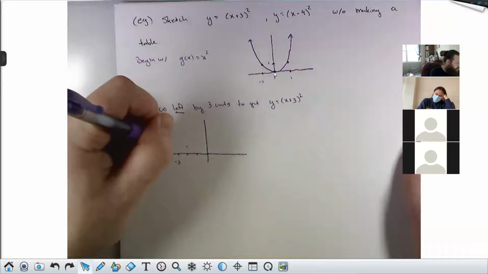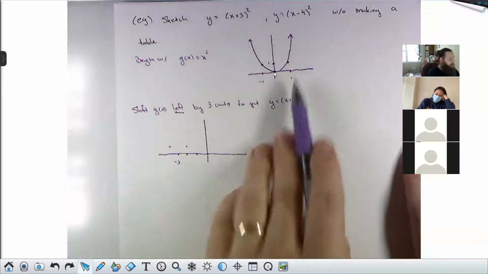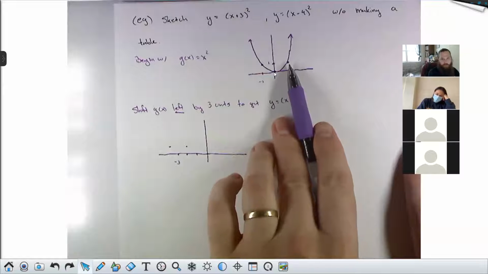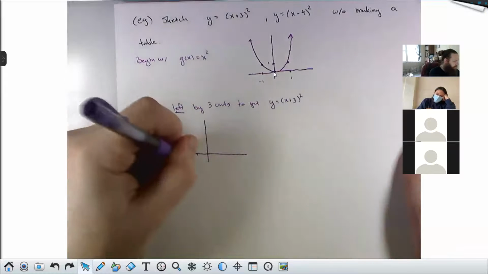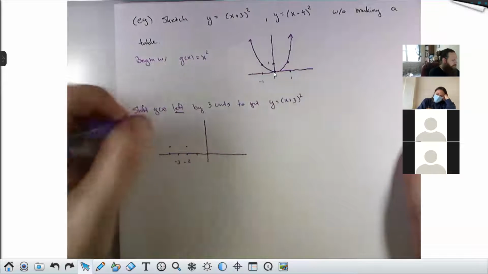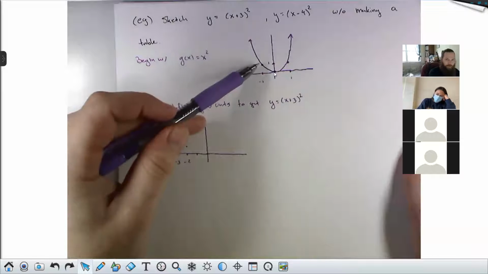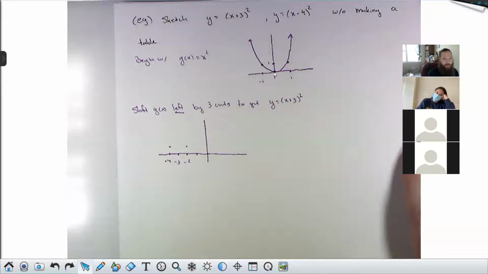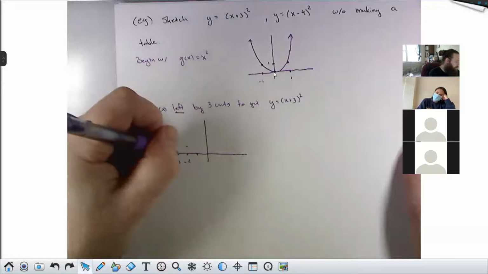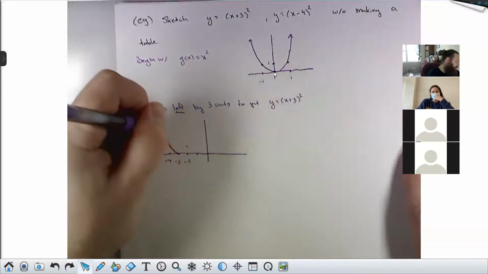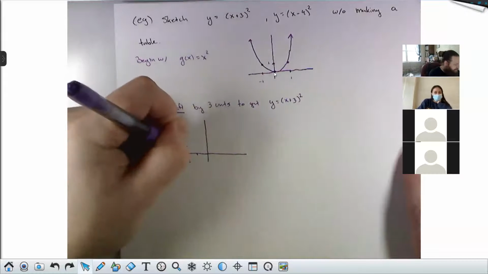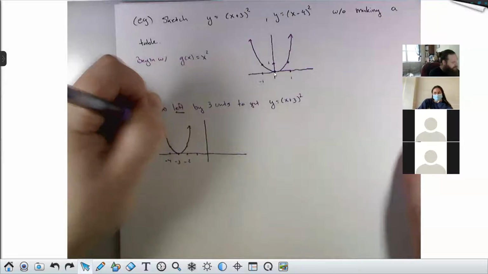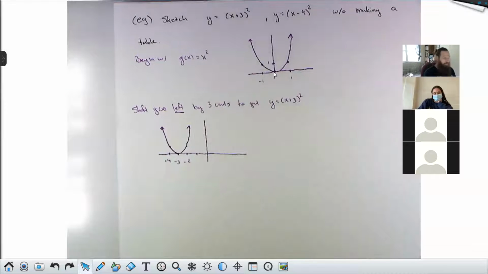And what's neat is that all the other points move along with it. So this point, 1, 1, if I move him to the left 3, he's going to become -2, 1. And this point, -1, 1, if I move him to the left 3, he's going to become -4, 1. We just have to kind of think spatially. You have to really imagine literally picking up the graph and moving it around. All right, and that's an acceptable graph right there.